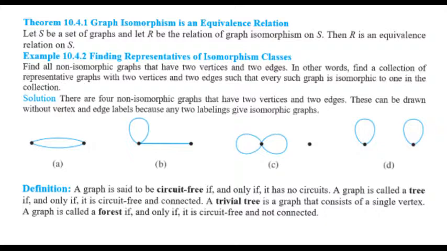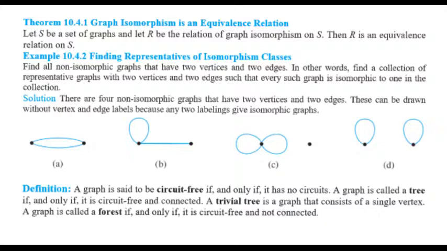Example 10.4.2, which is about finding representatives of isomorphism classes. As you know, since graph isomorphism is an equivalence relation, and every equivalence relation defines a set of equivalence classes, here we also have some equivalence classes for isomorphism called isomorphism classes. And also we know that an equivalence relation on a set like S partitions that set using its equivalence classes. As a result, R, which is an equivalence relation on the set of all graphs S, also partitions S into its equivalence classes.